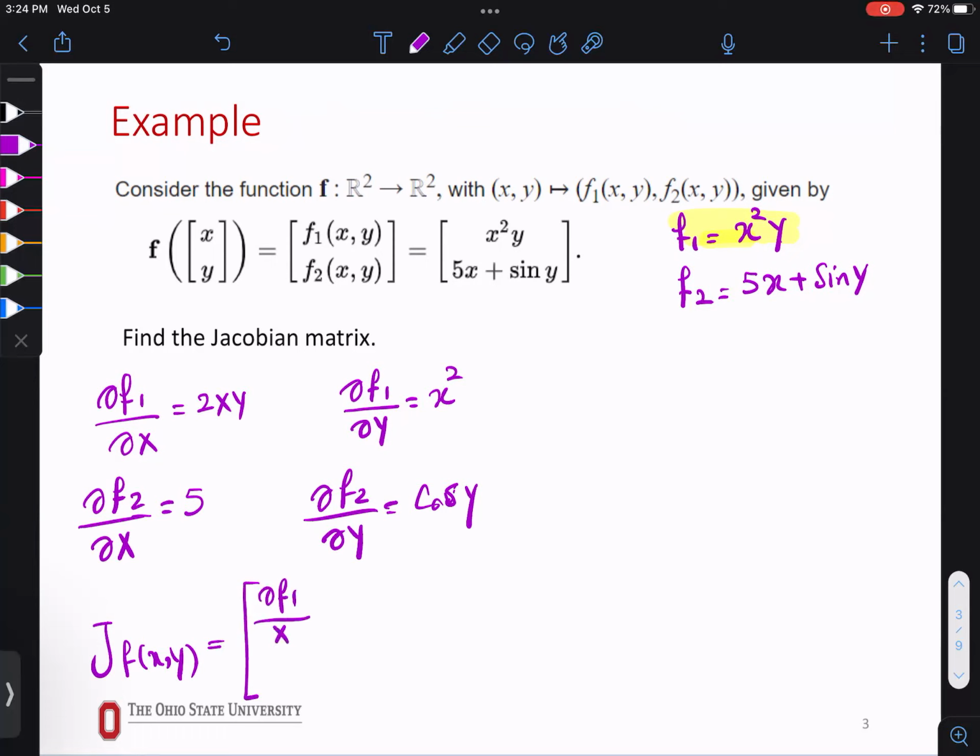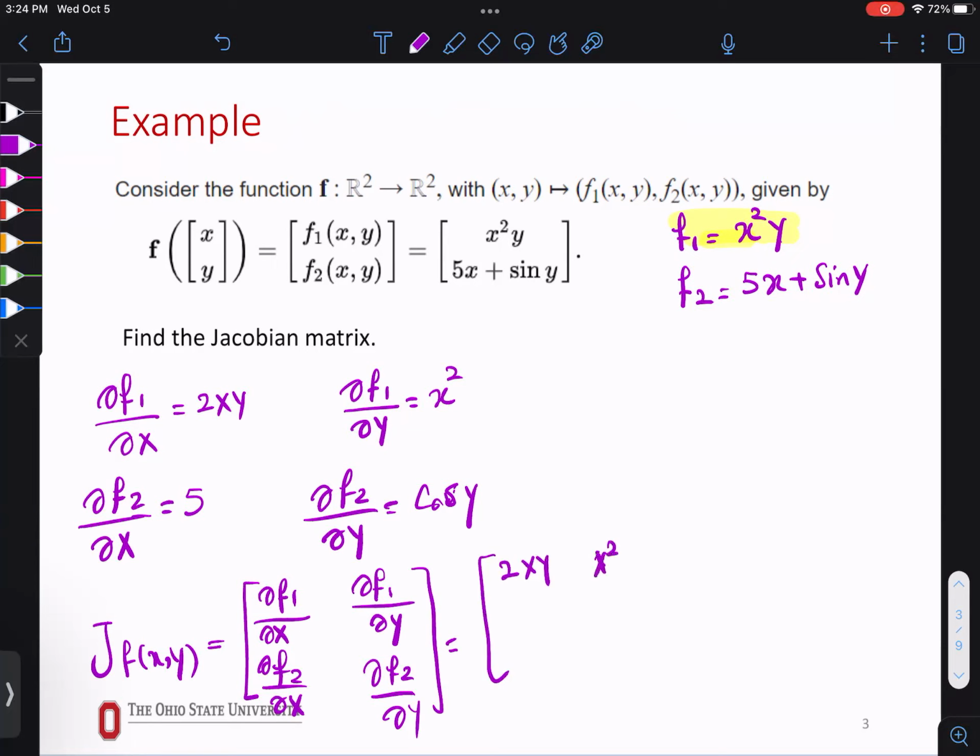Now, I can say that the Jacobian of f of x and y is F1 with respect to x, F2 with respect to x, then F1 with respect to y, then F2 with respect to y. Again, y stays the same. So: 2xy, x squared, 5, cosine of y.